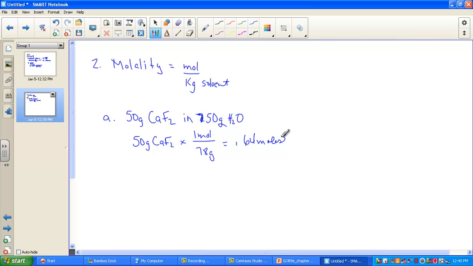0.64 moles, and then I can just do this quickly over on this side. Molality will be 0.64 moles divided by 0.75 kilograms of our solvent, water, moles per kilogram. And how about 0.85? Check me on your calculator. 0.85 molal units of calcium fluoride.